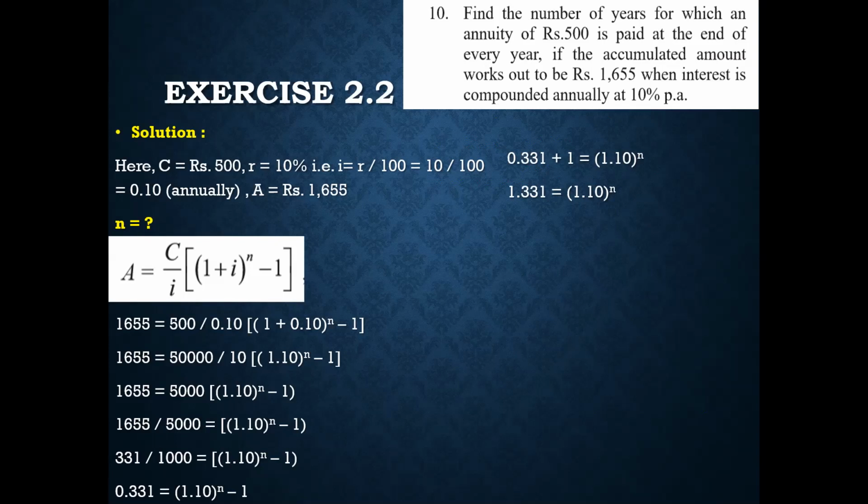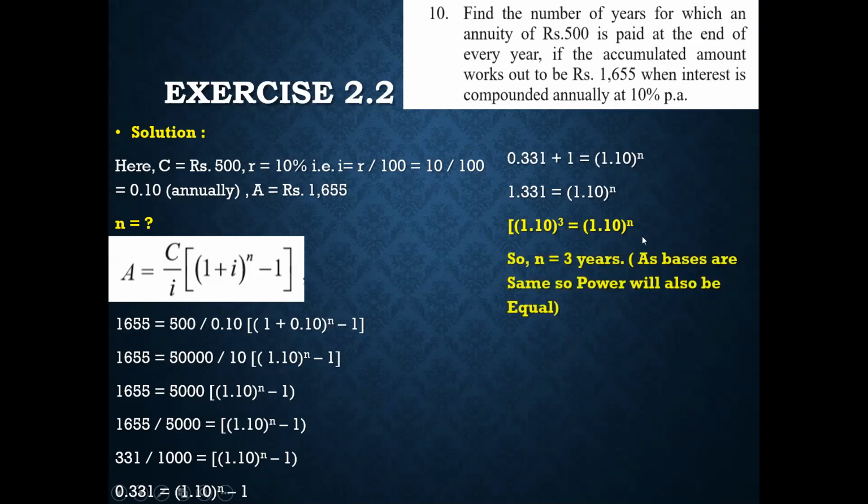So can I say, class, 1.331 is nothing but 1.10 the whole cube, or 1.1 the whole cube. So I have written 1.331 as (1.10)^3, which is equal to (1.10)^n. So as the bases are the same, the powers will also be equal. So the value of n is equal to 3 years. This is the rule of indices. Did you follow, class, how to find the number of years? I hope the sum is really easy and you understood the logic over here.